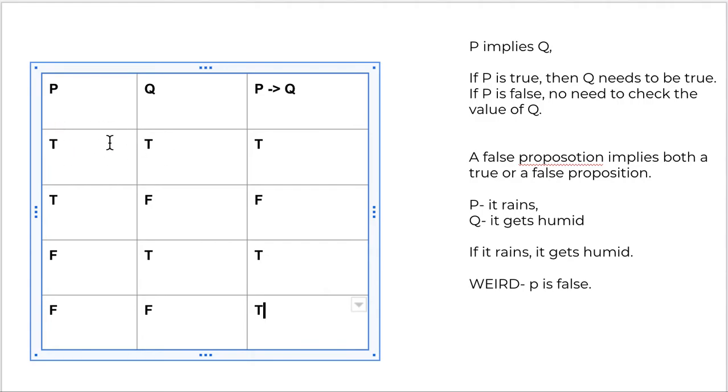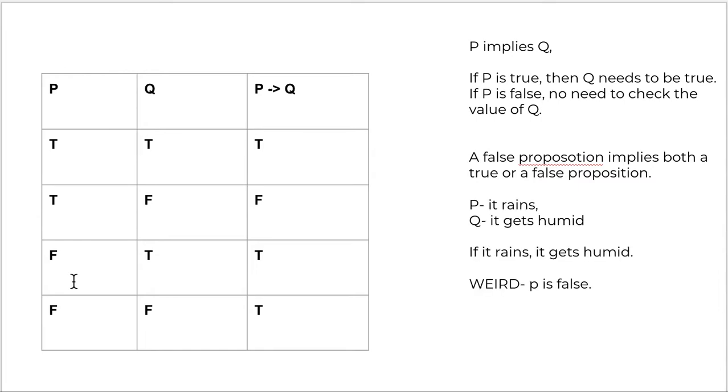So if P is true and Q is also true, then the statement held true because it is raining and it is humid. So the statement was true. If it rains but it is not humid, then the statement did not hold true. And if it did not rain, it doesn't matter if it was humid or not, it just stays true, right? So yeah, that's P implies Q.